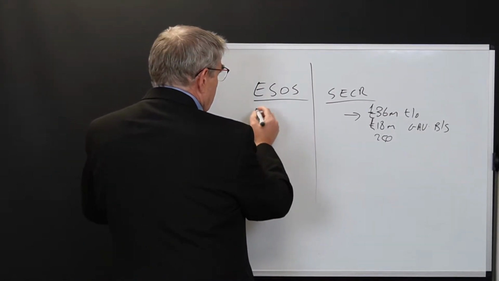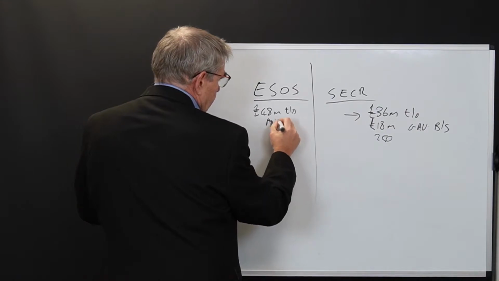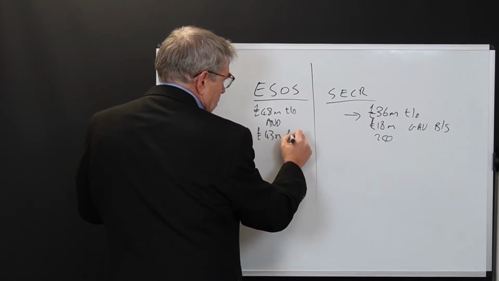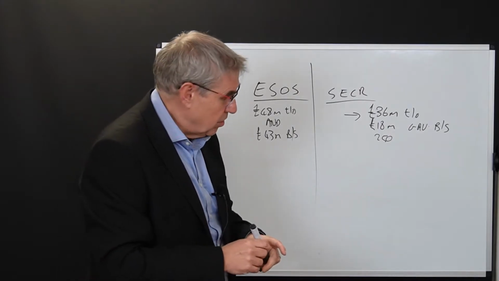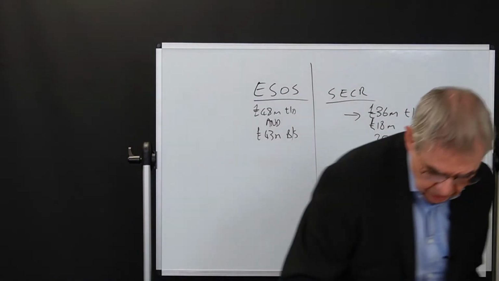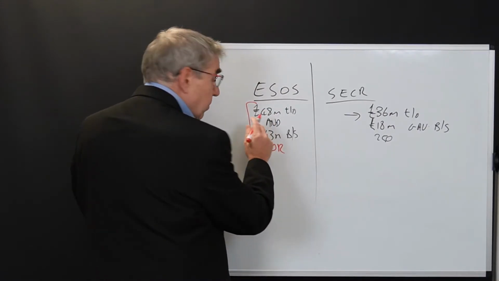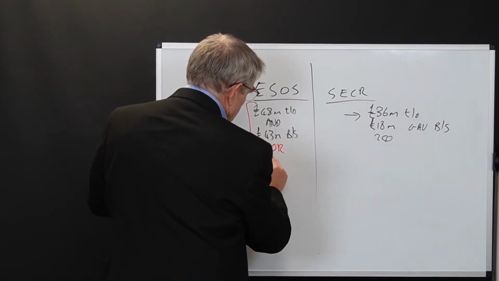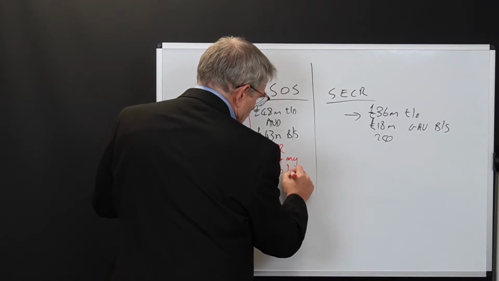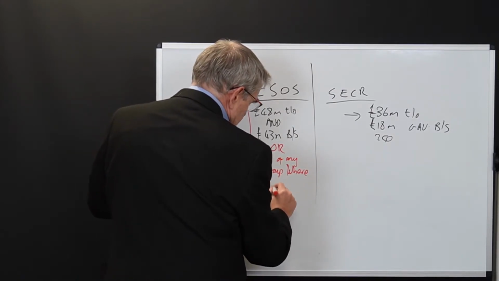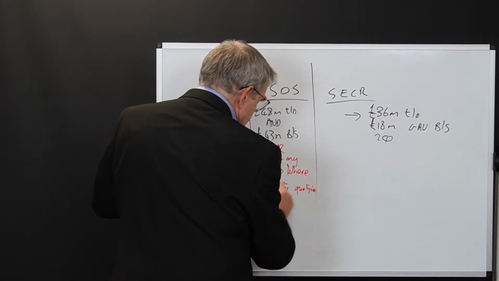On ESOS, it's similar. It's 48 million turnover and 43 million of balance sheet assets. But there's a third one on ESOS that isn't on SECR, and this is the critical one. I'm going to do this in red. So look, the critical part is in ESOS, you say or, so those 2 together, you need both of those to qualify, or part of any group where one entity qualifies. And that's the critical one, this thing here.